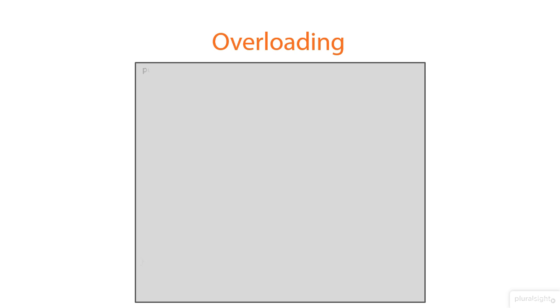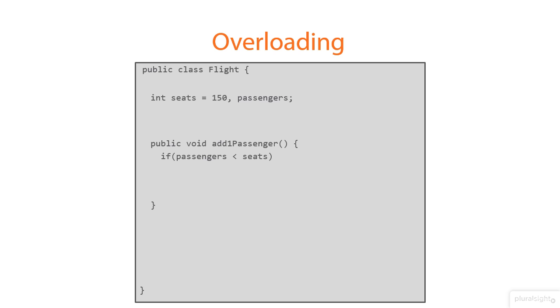Let's take a look at our flight class and see how we might be able to use overloading to improve this class. Remember that we have the idea of our seats are 150 and we keep track of the number of passengers. And we've had that method we wrote much earlier in the course called add one passenger, where we just make sure that there's enough seats for one more passenger. If so, we add them. And if not, we go ahead and just handle that, which is just kind of report an error.